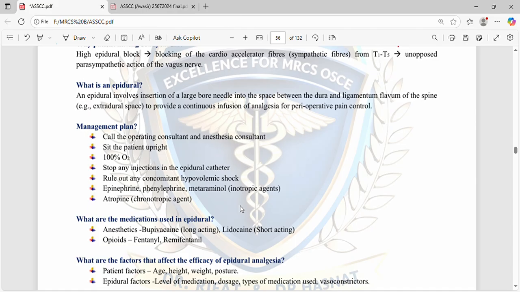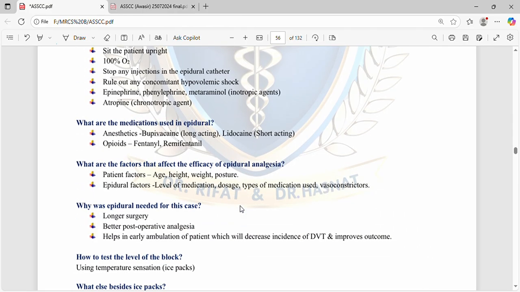So you have to inform the consultant who operated on this patient and the anesthesia consultant as well. First, rule out any hemorrhagic shock, because post-op there can be hemorrhage. After excluding everything, then give the patient O2, IV fluids, and inotropic support, because such patients have lost the vasomotor tone of the vessels.